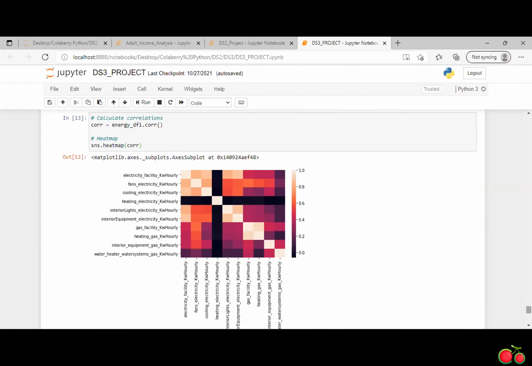I thought we had to do a violin plot. Maybe if we don't have to do it, I'll just take it out. Could probably do that, not a problem.